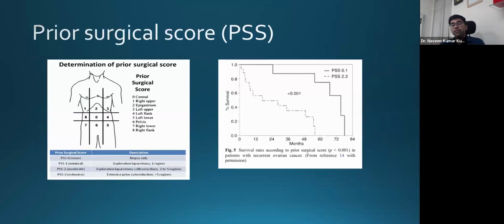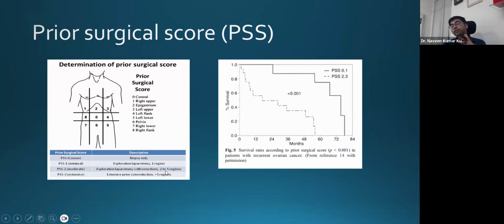Now, there's something called a prior surgical score. As we know, most of the patients with peritoneal carcinomatosis generally undergo repeated surgical procedures. So this score was just to address that situation where a patient has undergone repeat surgeries. Based on the extent of surgery done previously, for example, a PSS 0 means biopsy only was done, PSS 1 is laparotomy and one region was addressed, 2 was 2 to 5 regions, and 3 was laparotomy with more than 5 regions.